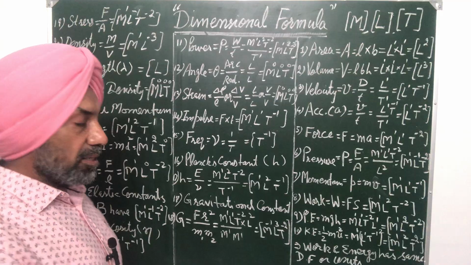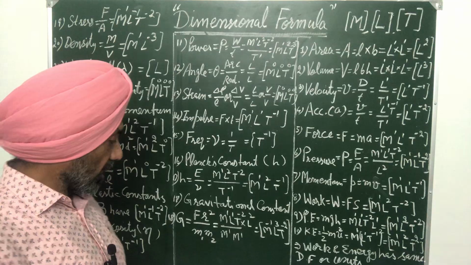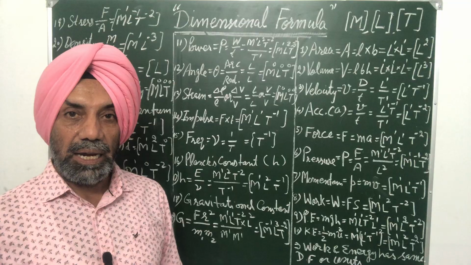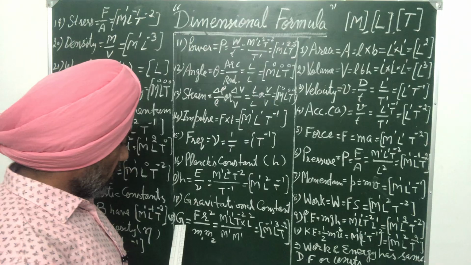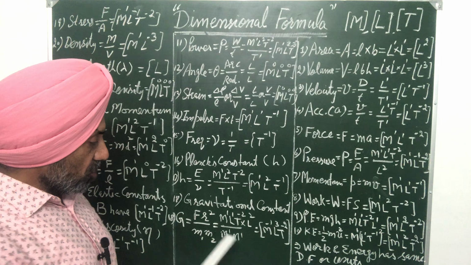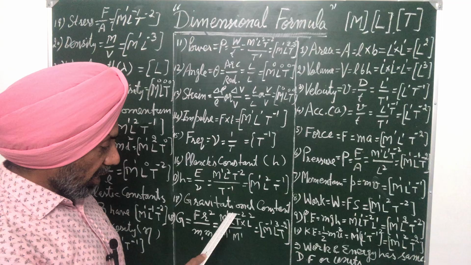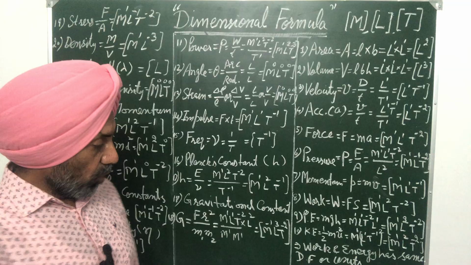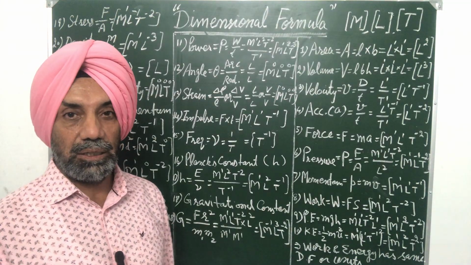Then gravitational constant. We have studied Newton's law of gravitation in lower classes also. It states that every body in this universe attracts every other body, and the force of attraction is given by F = G m1 m2 upon r square. So from that formula G comes out to be F r square upon m1 m2. The force is M1 L1 T^-2, r square means L square, mass m1 m2, one m1 cancels. So it comes out to be M1 L3 T^-2. So M1 L3 T^-2 is the dimensional formula of gravitational constant.